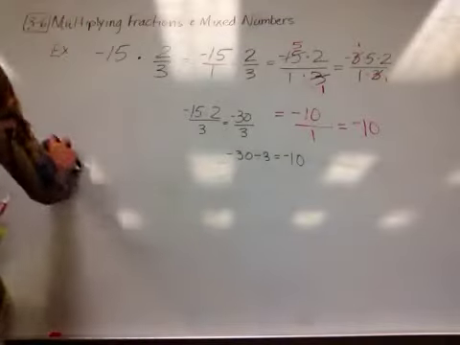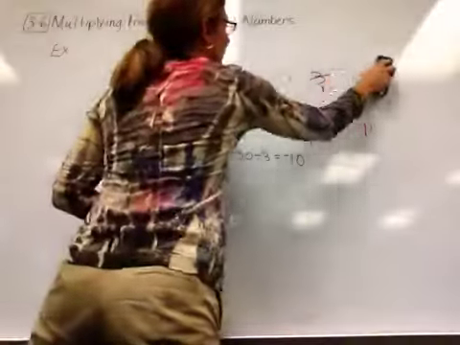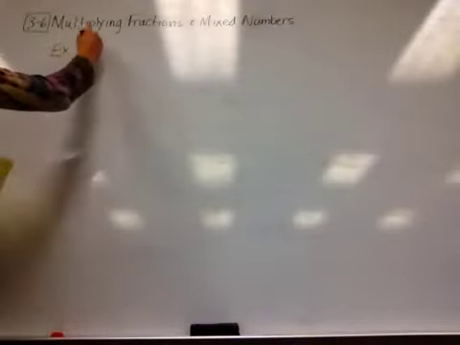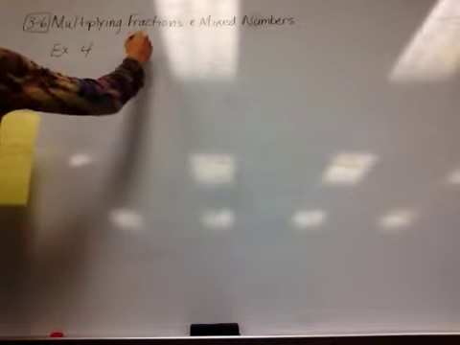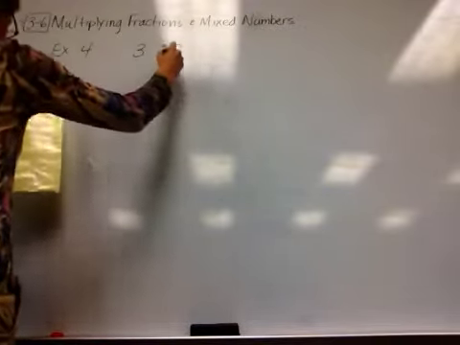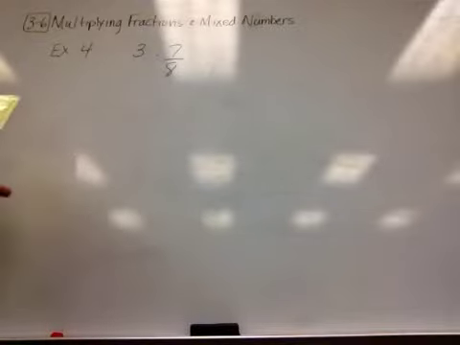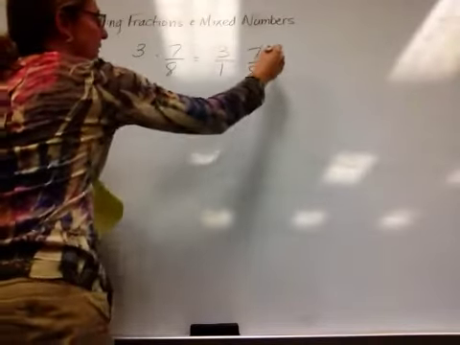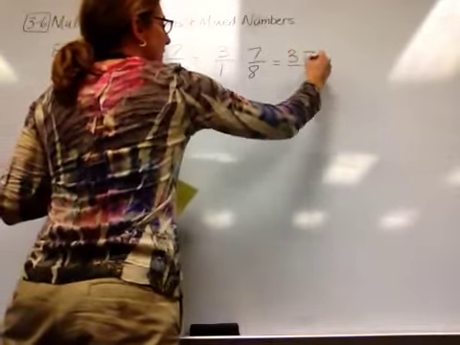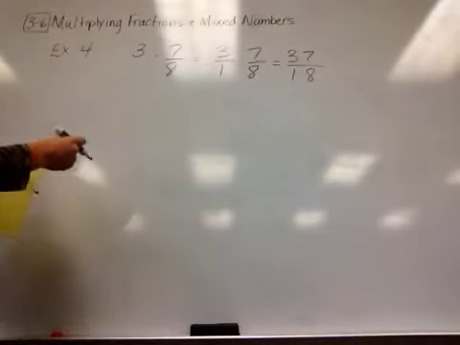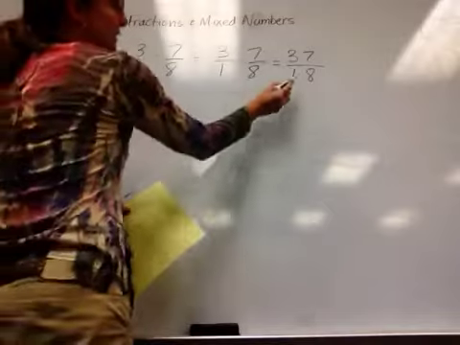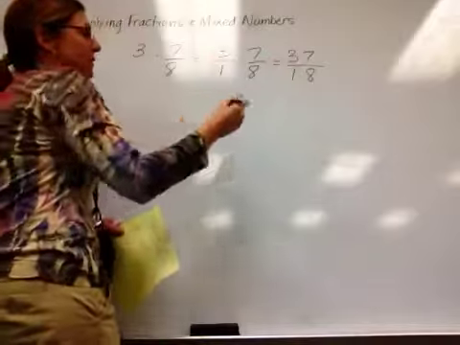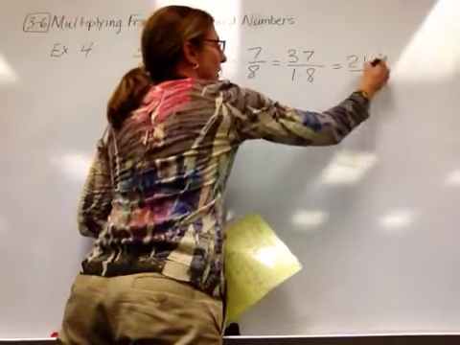Let's try one more. And that was example number 3. I think I forgot to put that on there. So this is example number 4. This time we have 3 times 7/8. When we do 3 times 7/8, that's going to be 3 over 1 times 7 over 8, which is the same thing as 3 times 7 over 1 times 8. Now, when I do that, is there any common factors? This breaks down into 2 times 2 times 2, but there's no 2's up here. So I can just go ahead and multiply straight across and get 21/8.